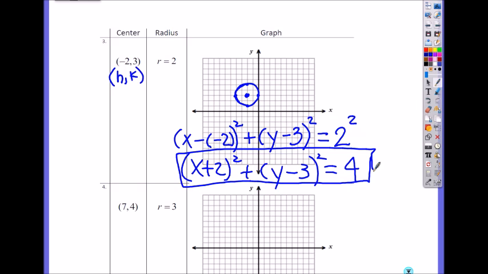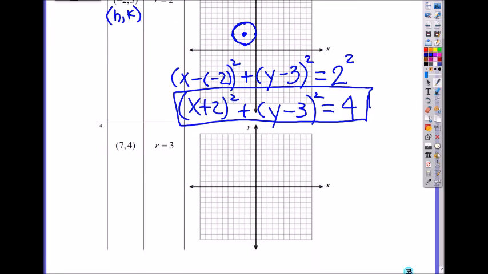Should we do one more? Any questions? Let's try number 4. You start off at the center. 1, 2, 3, 4, 5, 6, 7. 1, 2, 3, 4. So here's your center, 7, 4. The radius is 3, 3, 3, 3. Go around.